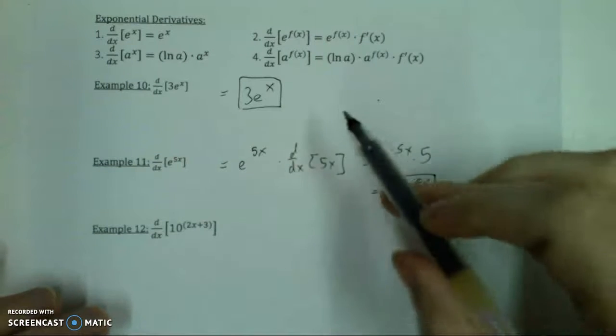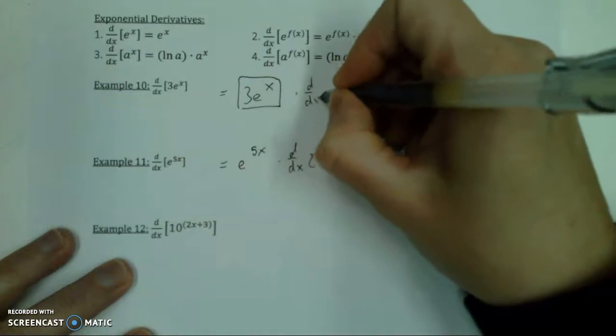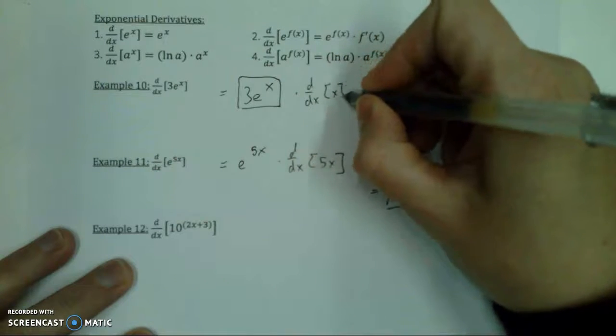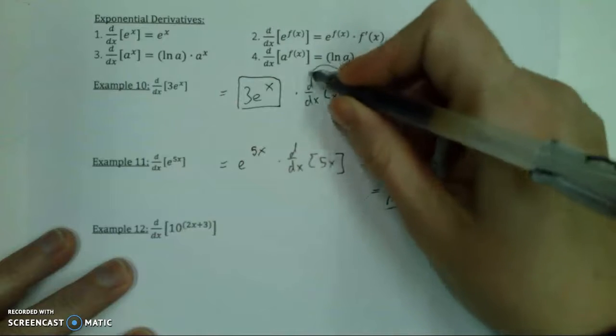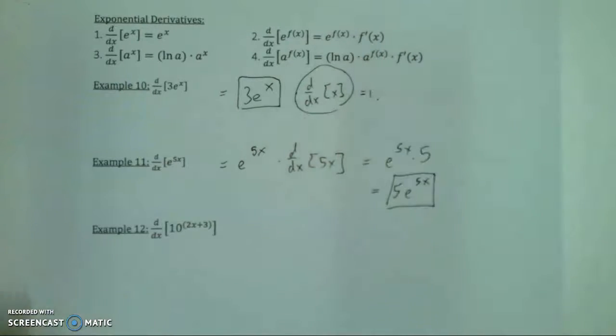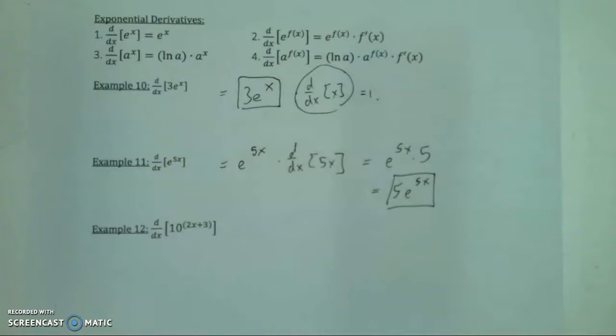Now let's say we forget about that and do it for all of our problems. For the first one, if I multiplied by the derivative of the exponent, well, the derivative of x is just 1. So even if I multiplied by that, my answer would still be the same.